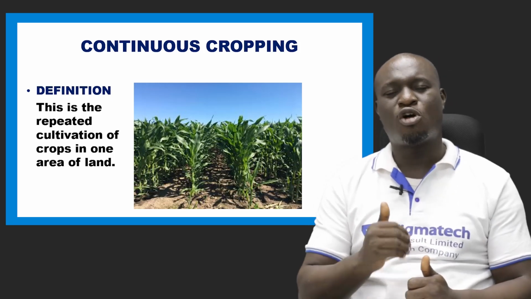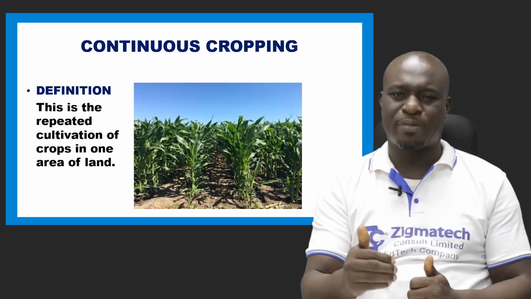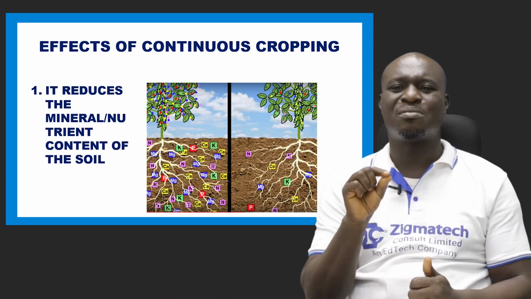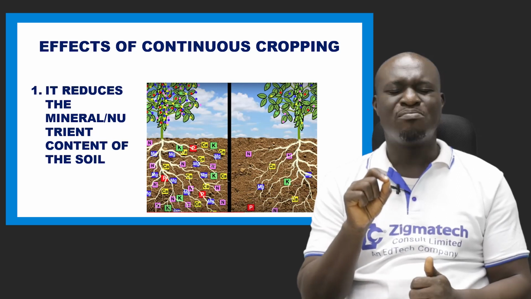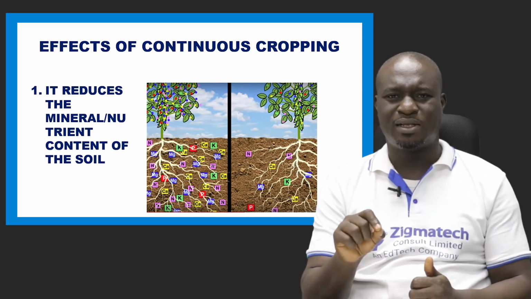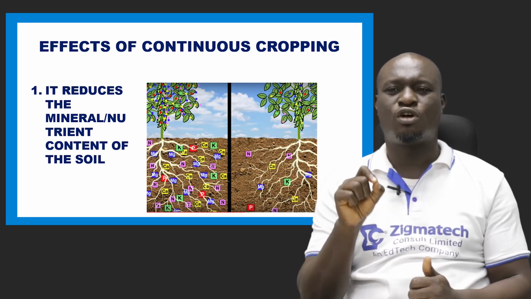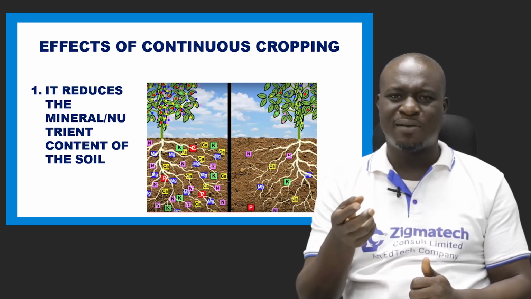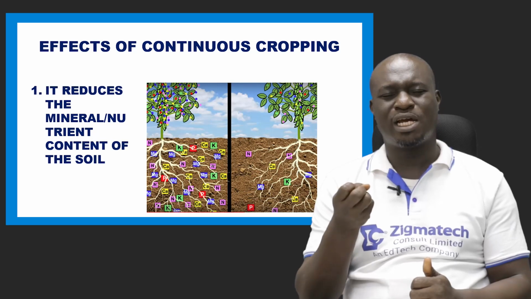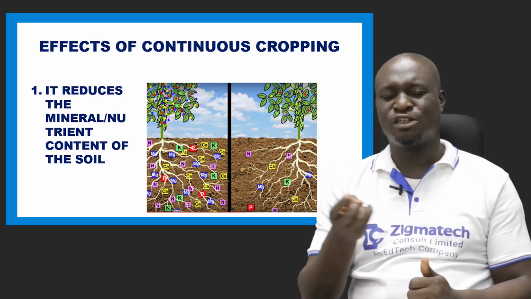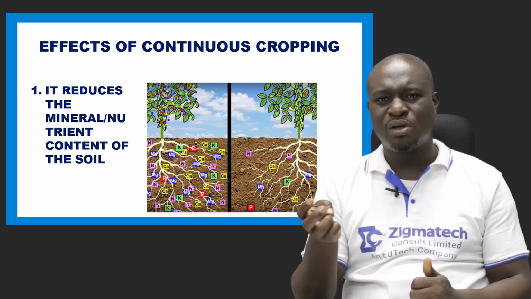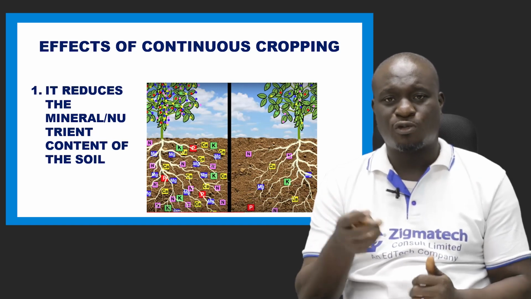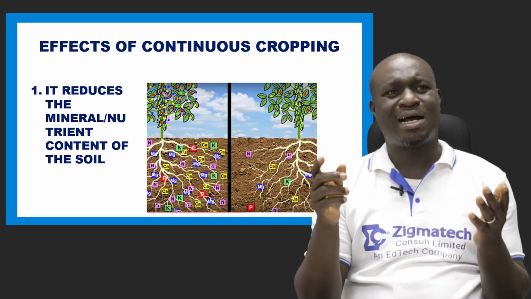Now let's take a look at some of the effects of continuous cropping. One of them is that it reduces the mineral or nutrient content of the soil. The mineral or nutrient content has to do with elements that are found there. A soil can be rich in nitrogen, which helps the plant in so many ways. We have magnesium, which also helps plants in the formation of chlorophyll. We have calcium.